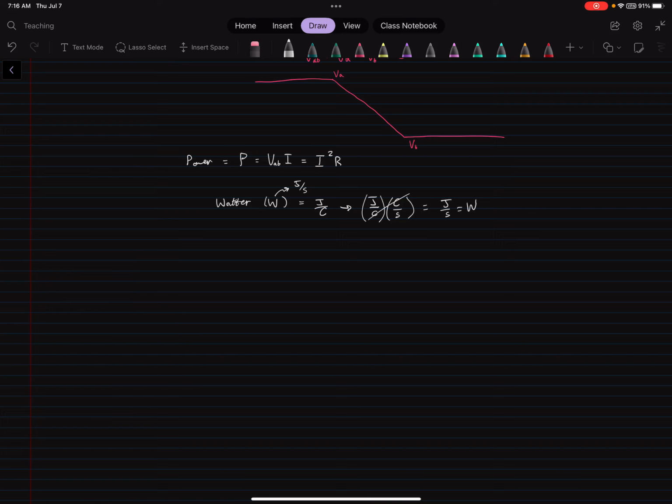Next up is resistors in series and parallel. Resistors in series and parallel.